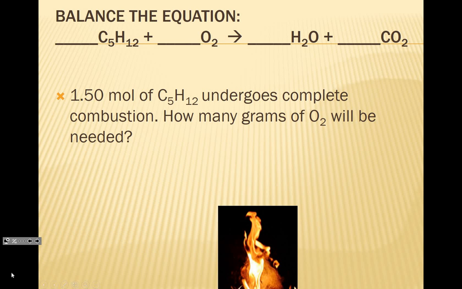So, here's another equation. You've got 30 seconds. Let's balance it. What type of equation is it? Combustion. Kaboom. Yep, combustion. About 15 seconds.